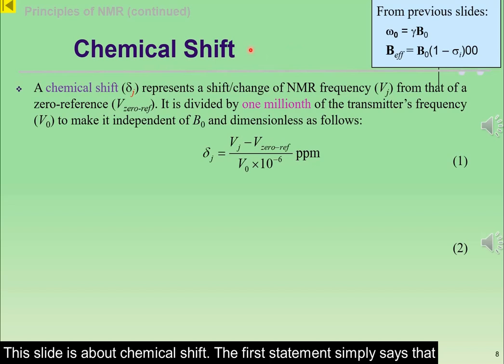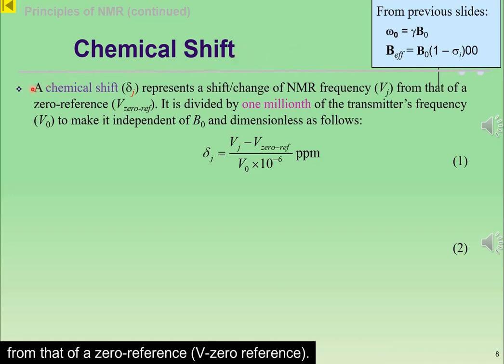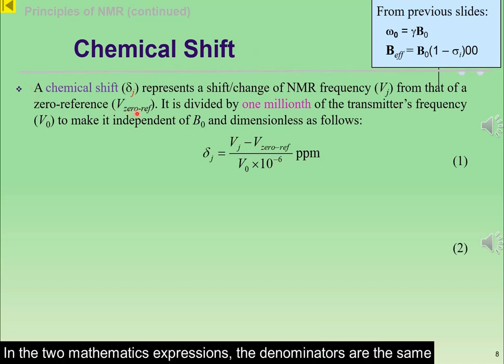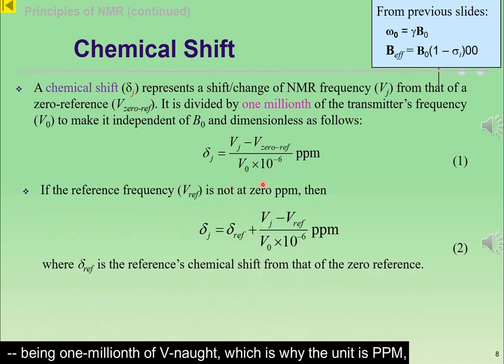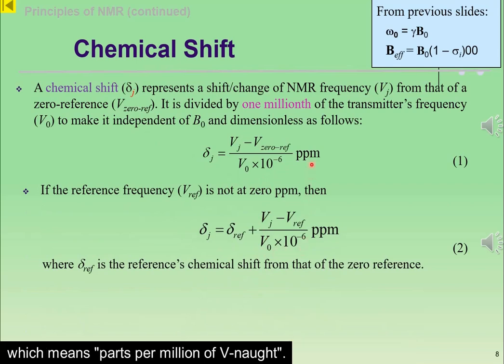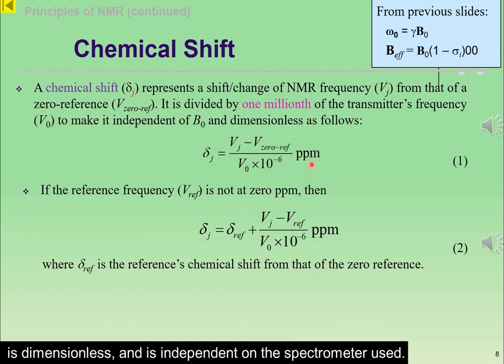This slide is about chemical shift. The first statement simply says that a chemical shift represents a shift of an NMR frequency Vj from that of a zero reference V0 reference. In the two mathematical expressions, the denominators are the same, being 1/1,000,000 of V0, which is why the unit is ppm, which means parts per million of V0. It is there to rescale the shift so that it is more readable, is dimensionless, and is independent of the spectrometer used.